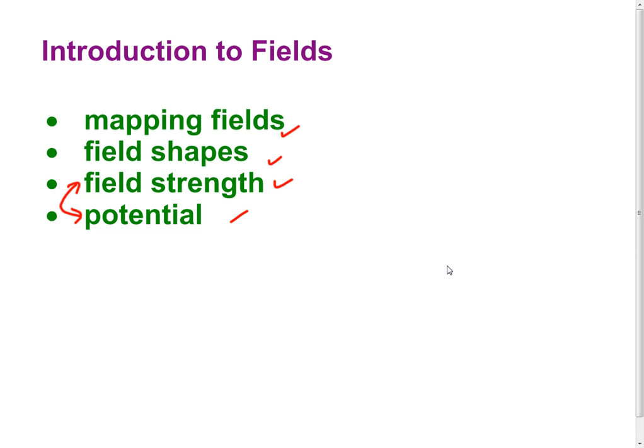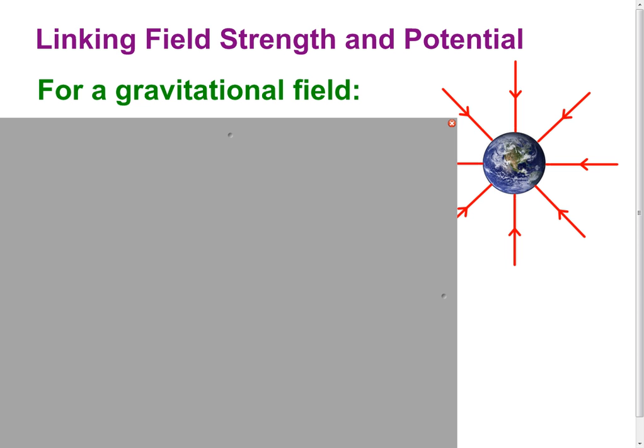So this is going to be the last video in this little series. We've looked at all the basic stuff to do with fields, but this one's going to examine the link between the field strength and the potential. So if we take a familiar field, a radial gravitational field like this, let's see what we can say about it.